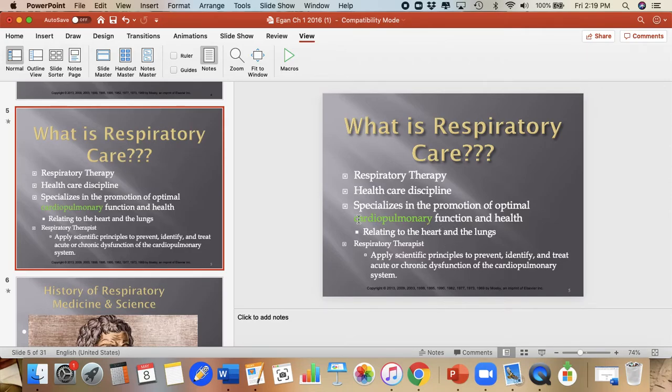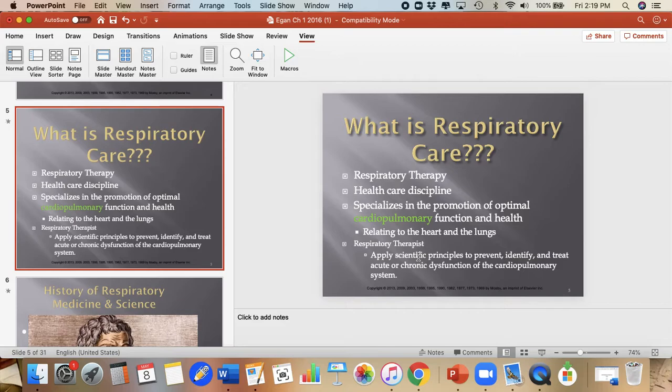To get back to it, respiratory therapy specializes in the promotion of optimal cardiopulmonary function, anything relating to the heart and lungs. And a lot of the time that includes the kidneys as well. All 3 work together to make sure that the others function, and if one is out of whack, all 3 can become out of whack, more than likely.